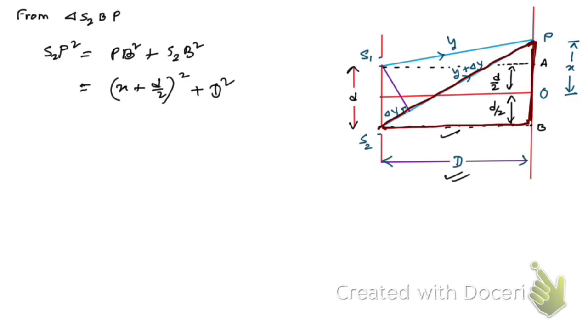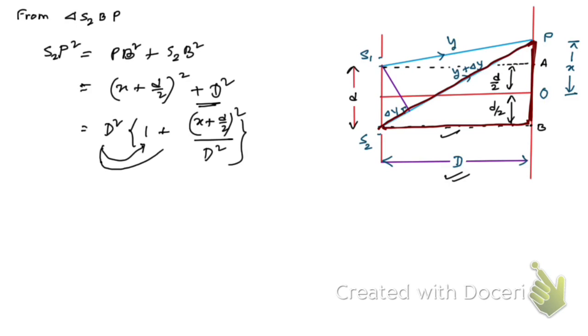Now if we simplify this, let me take D square common. On taking D square common, we're going to have x plus d by 2 whole square divided by D square, plus 1. It can be written this way also: 1 plus x plus d by 2 whole square by D square, right? If you multiply this D square with 1, you get D square, and if you multiply D square with this, D square cancels and you get this term. Hope you have understood this.